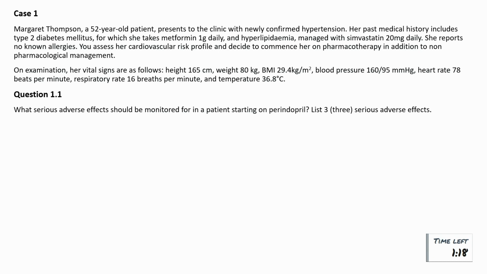On examination, her vital signs are as follows: height 165 cm, weight 80 kg, BMI 29.4 kg per metre squared, blood pressure 160/95, heart rate 78, respiratory rate 16 breaths per minute, and temperature 36.8 degrees Celsius. Question 1.1. What serious adverse effects should be monitored for in a patient starting on perindopril? List 3 serious adverse effects.